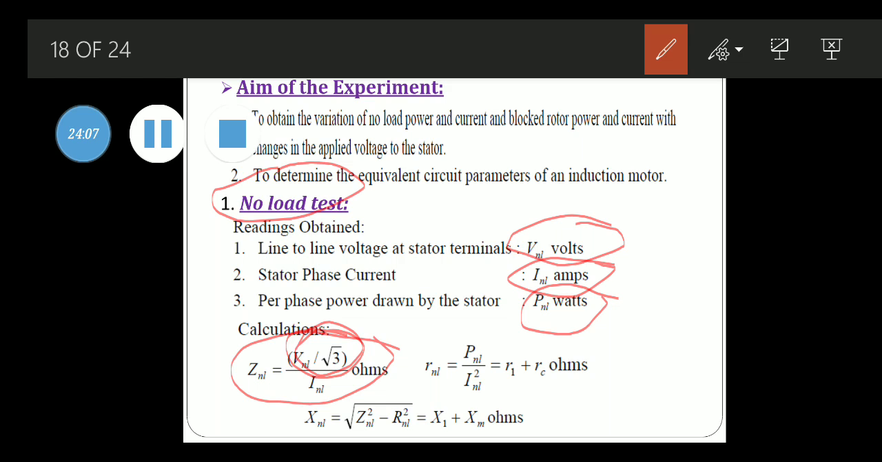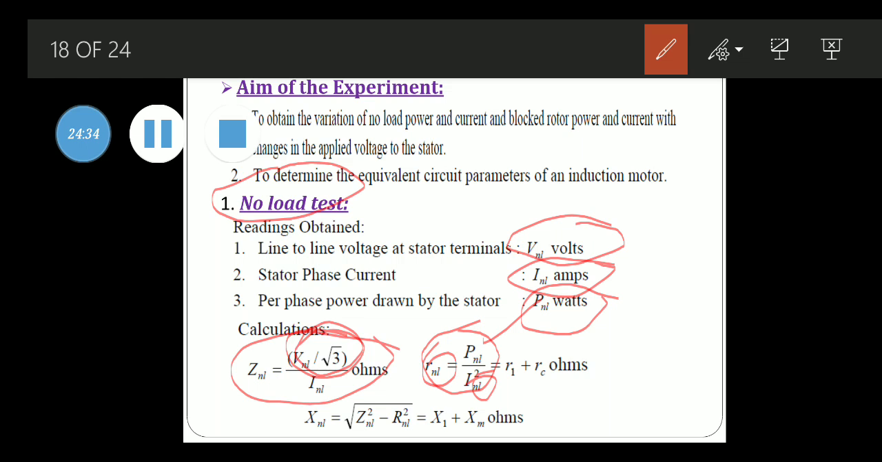Then you suppose to consider here the no load resistance. How do you consider it? The no load power can be represented as I square into R. So the ratio of the no load power to the square of the no load current gives the resistance, that is RNL.